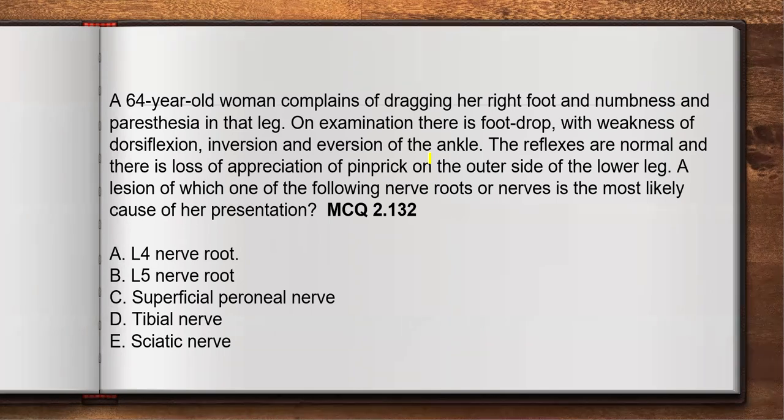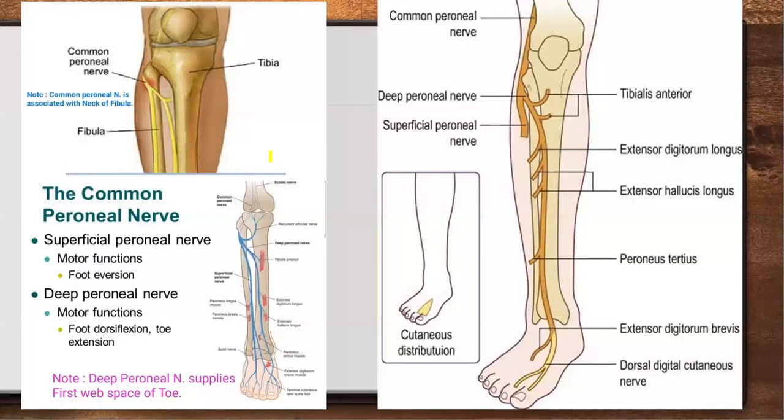The next one is your lower limb neuropathy. The most important lower limb neuropathies that happen are your L4, L5 nerve root issues and common peroneal nerve issues. These two are the most important ones. First of all, we'll go through this thing. First of all, what is the common peroneal nerve? The common peroneal nerve is a branch of the sciatic nerve.